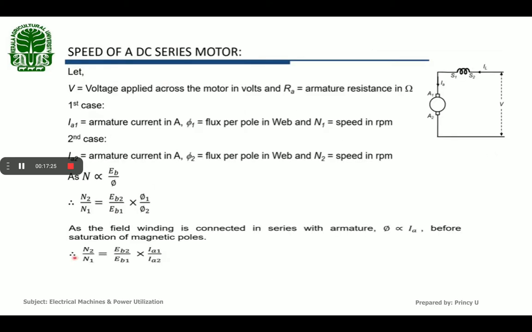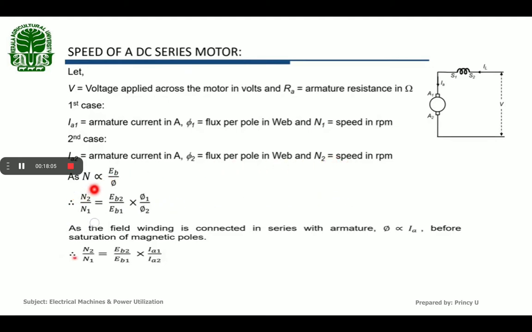And speed of a DC series motor. First we consider a series motor having the field winding connected in series with the armature winding. For a series motor we are considering two cases. In the first case, let us assume armature current is IA1. At that armature current, the flux produced on the field winding is phi1 and the speed of rotation is N1 RPM. And we are considering another case having armature current IA2, the corresponding flux phi2, and the speed of the motor N2 RPM.